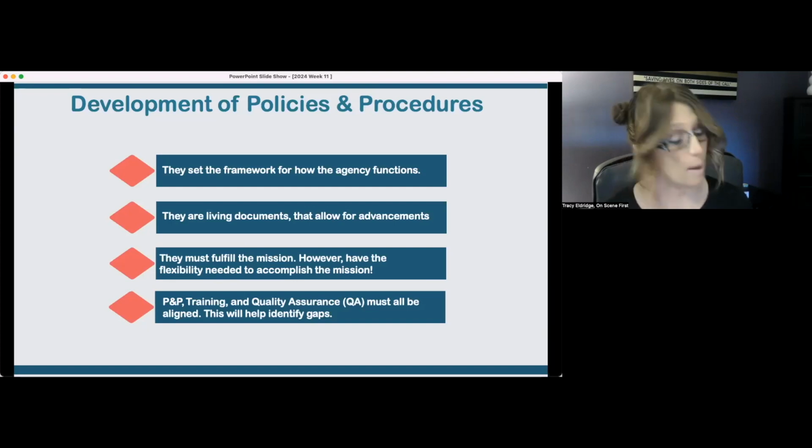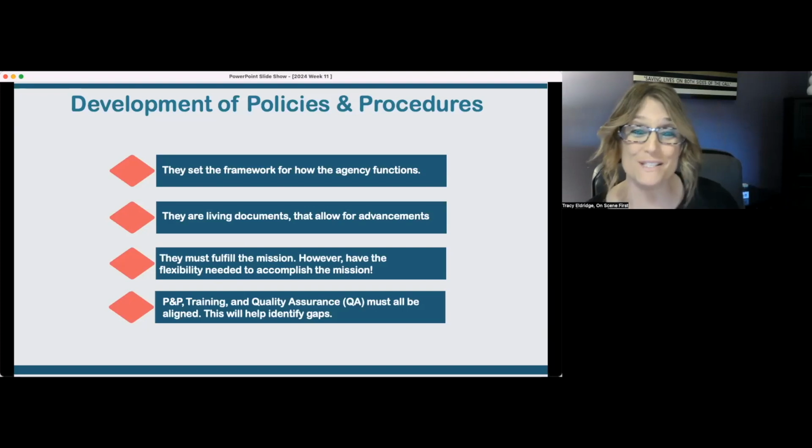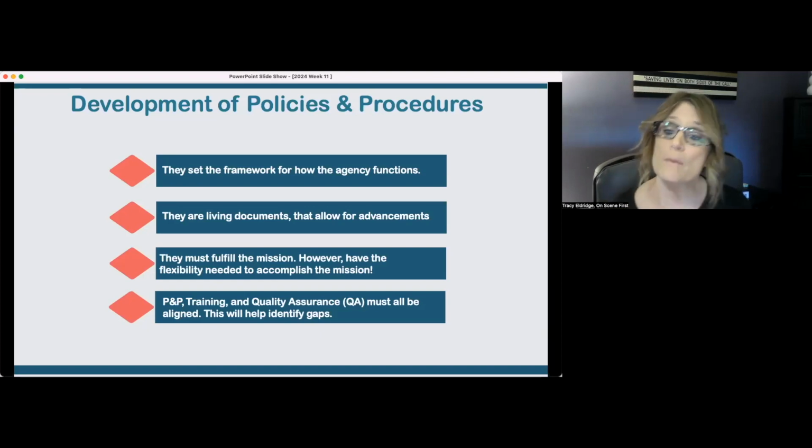And I promise you, as a previous chief dispatcher who has worked with many administrative folks, they are not sitting in their office figuring out how to update policies to tick the frontline folks off. I promise they're not doing that. The majority of the time when policies and procedures change or get updated, there is a valid reason for that. They must fulfill the mission of the center. However, there has to be flexibility in the accomplishment of that mission.